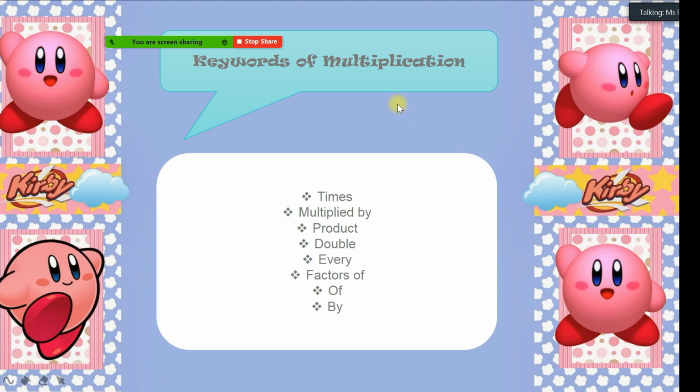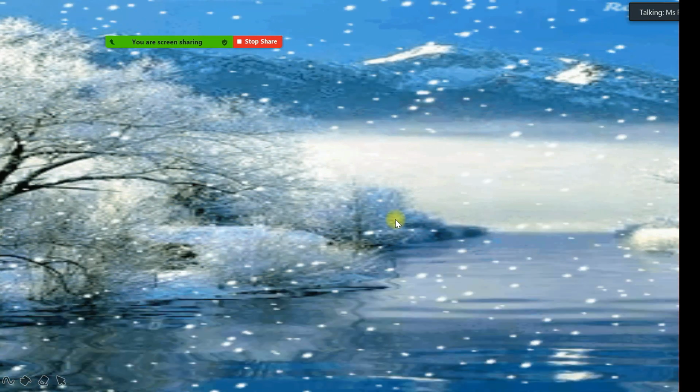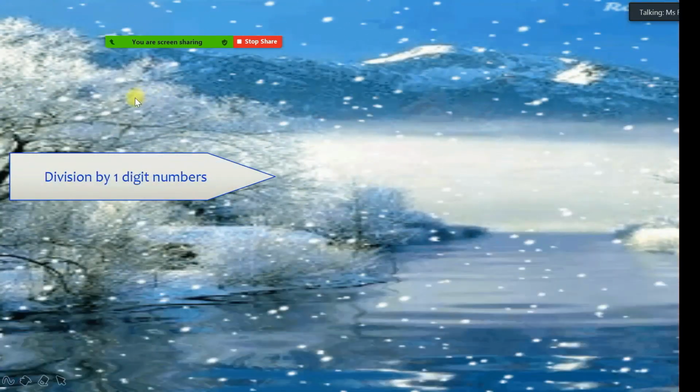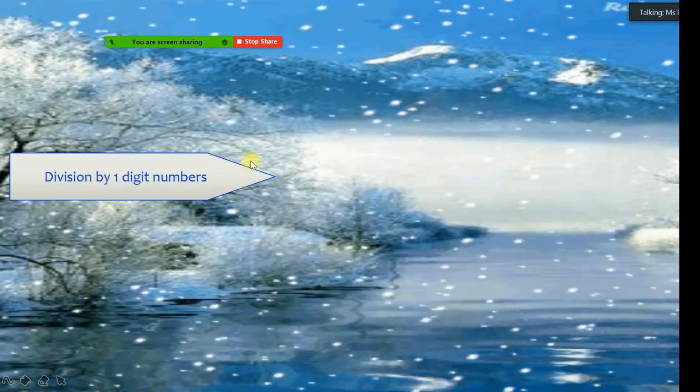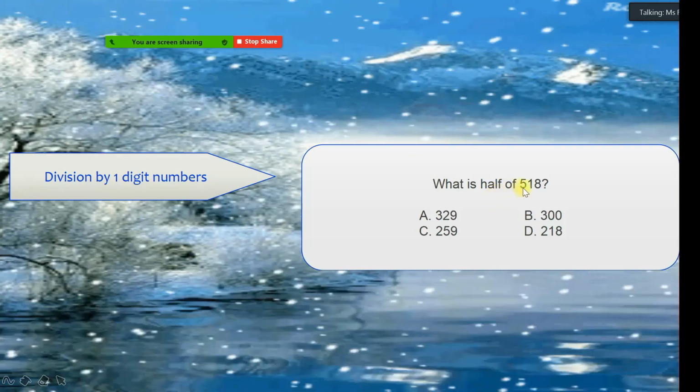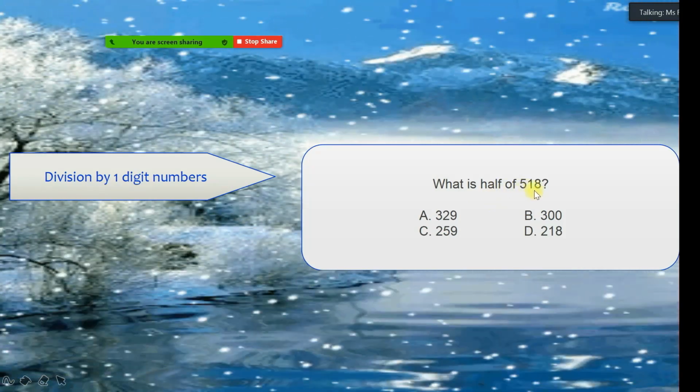The keywords of multiplication are times, multiply by, product, double, every, factor of, and by. The next is division by a one-digit number. The example is: what is half of 518?